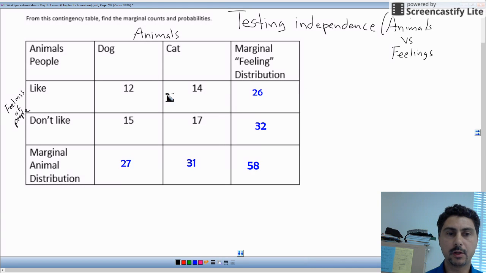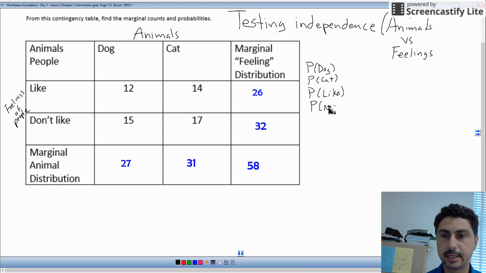The key is you are looking at every combination of the different types of animals versus every combination of feelings. So your first step is to ask yourself: what's the probability of having a dog? What's the probability of having a cat? What's the probability of liking an animal? And what's the probability of not liking an animal? And then you have to look at every single one of these combinations as well.